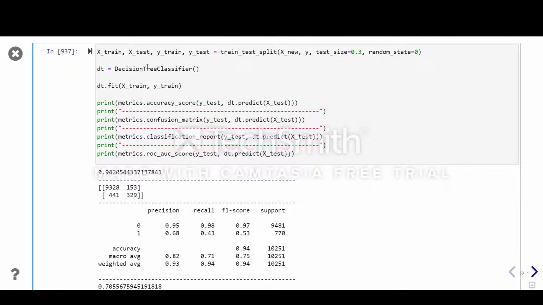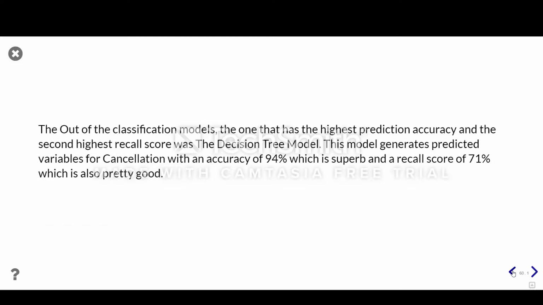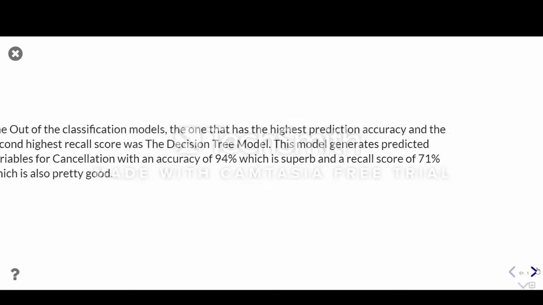So here's my model selection evaluation. Like I mentioned earlier, the decision tree classifier is the model that I chose from classification. For predicting, it was 94% accuracy, which is really good, and a 70% recall score, which is what I just mentioned here.